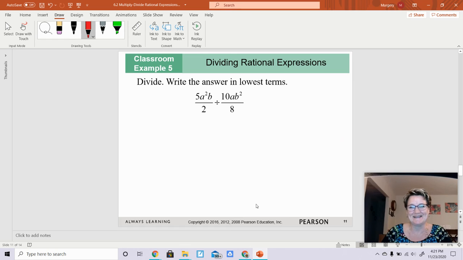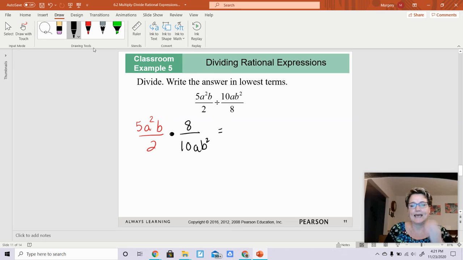All right, next one. Divide. We're going to divide these once again. I'm not going to touch the first one. The first one is 5a squared b over 2. Change the division sign to multiplication. Flip the fraction.